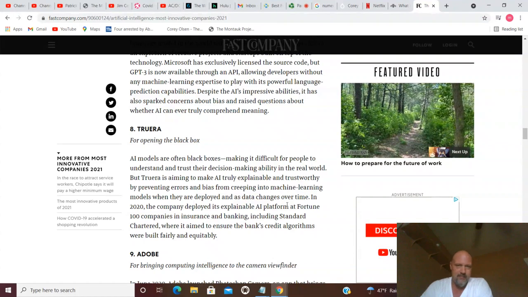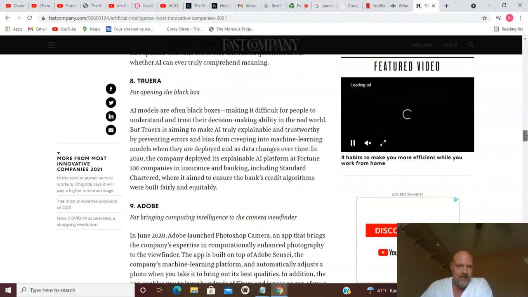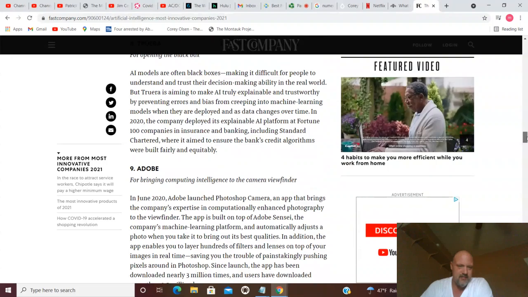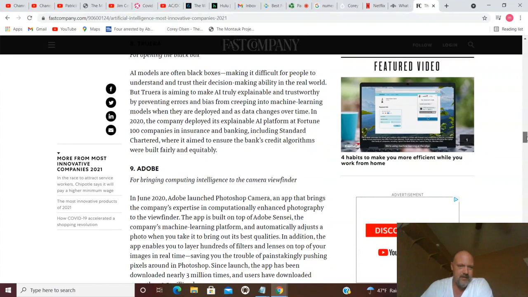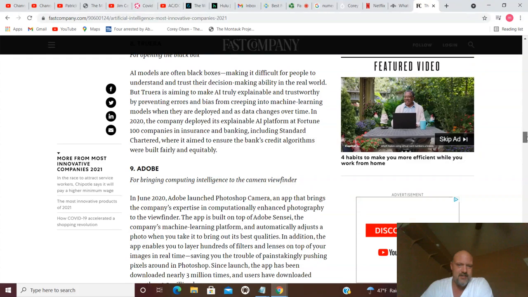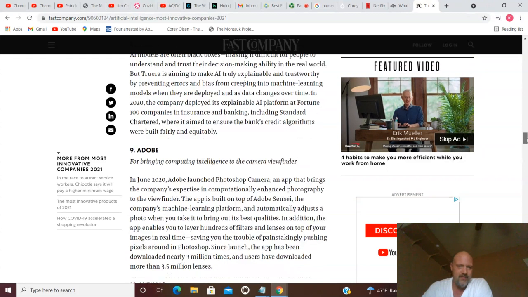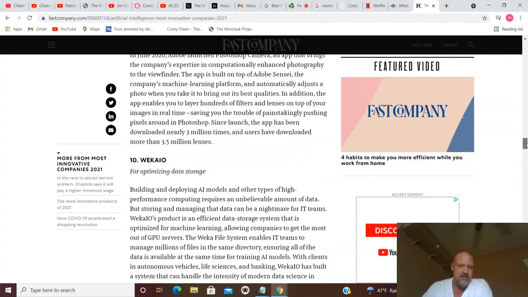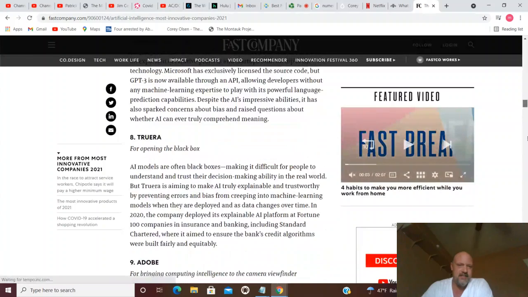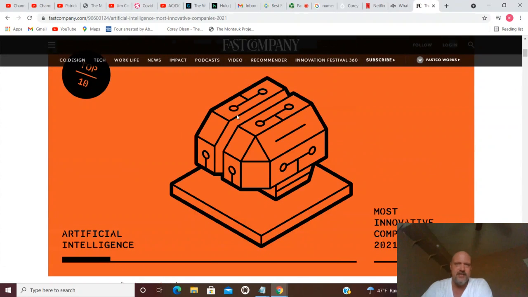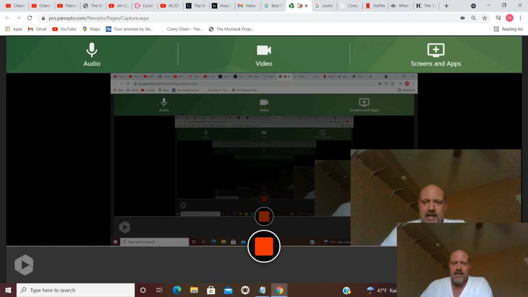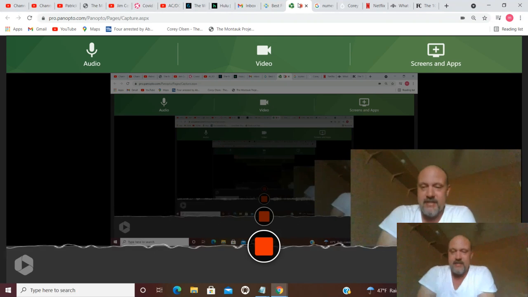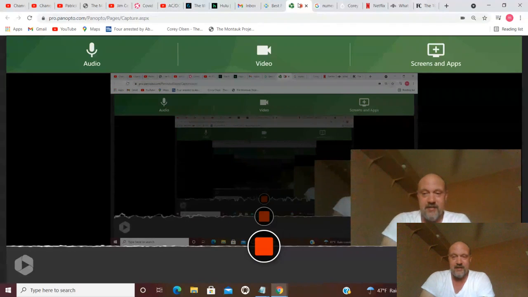Well, if you have an intelligence, it's going to be hard not to let bias creep into it, but that's what these guys are trying to prevent. Adobe, most of us probably have Adobe programs on our computer, for bringing computing intelligence to the camera and viewfinder. And number 10, Wakio, for optimizing data storage. So there's 10 companies they can hit dealing with artificial intelligence. And that gets you through going forwards and backwards in artificial intelligence. So there's some interesting stuff there, even though we just got 0, 1, and 1, 0.